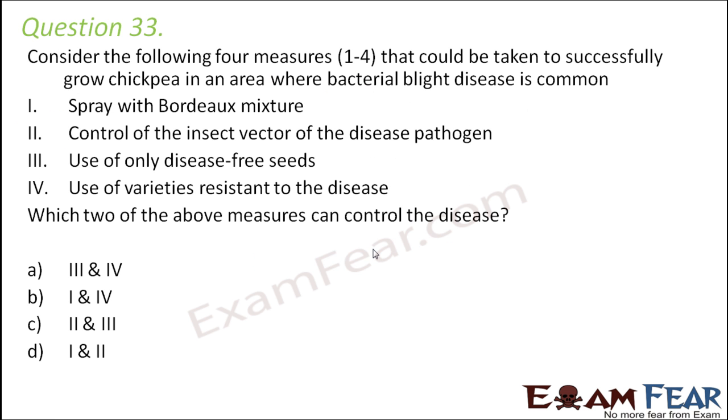Question number 33. Consider the following 4 measures from 1 to 4 that could be taken to successfully grow chickpea in an area where bacterial blight disease is common. Spray with Bordeaux mixture, control of the insect vector of the disease pathogen, use of only disease-free seeds, use of varieties resistant to the disease. Which 2 of the above measures can control the disease?